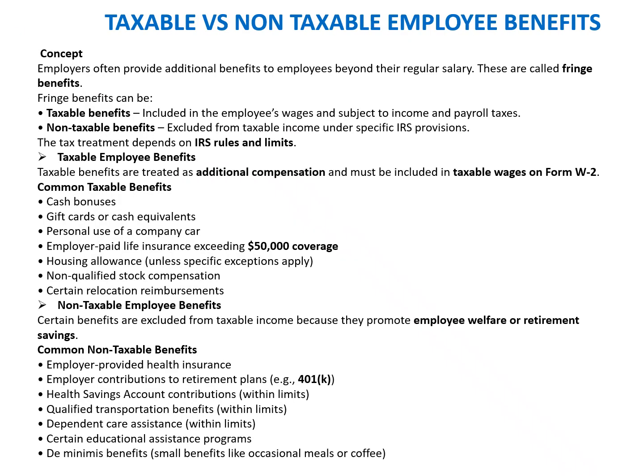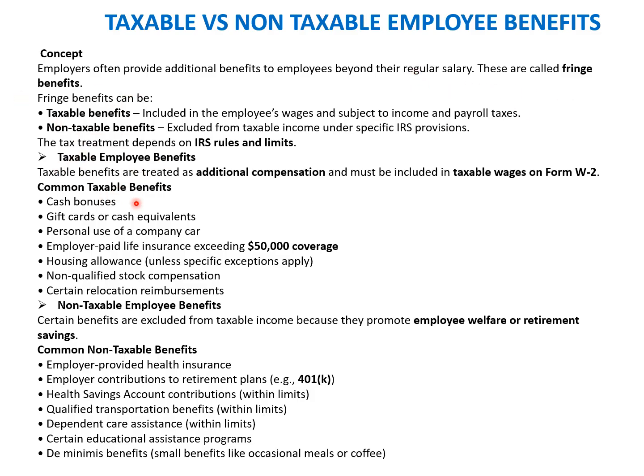Okay, now we have understood the various components. We understood the concept of the W-2 form. We understood the concept of withholding tax. Now we'll spend some time understanding taxable versus non-taxable employee benefits. Employee benefits are often additional benefits to employees beyond their regular salary. These are called fringe benefits. They can be taxable and non-taxable.